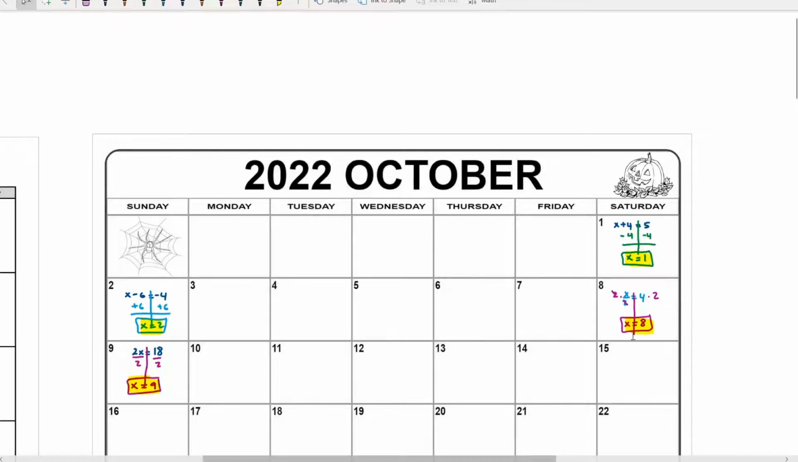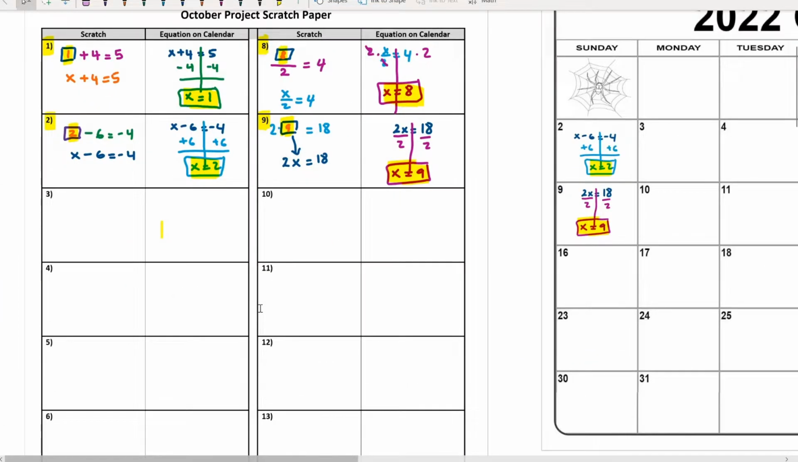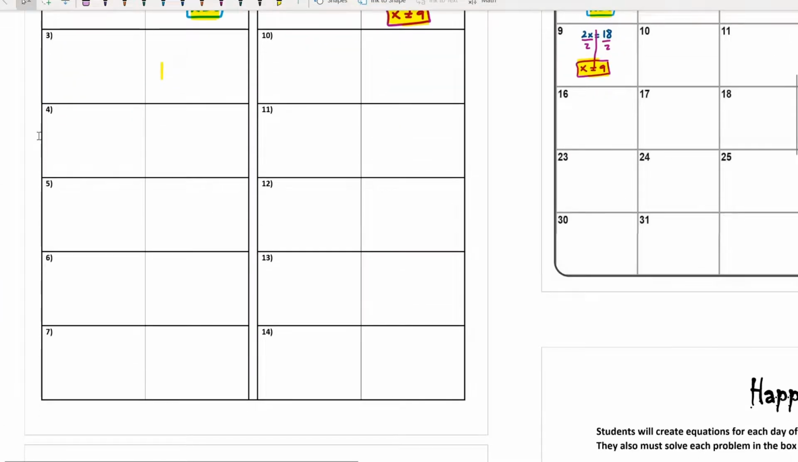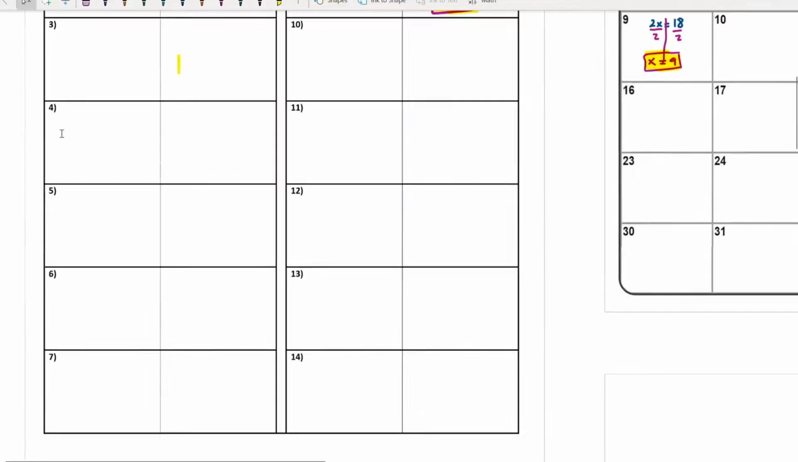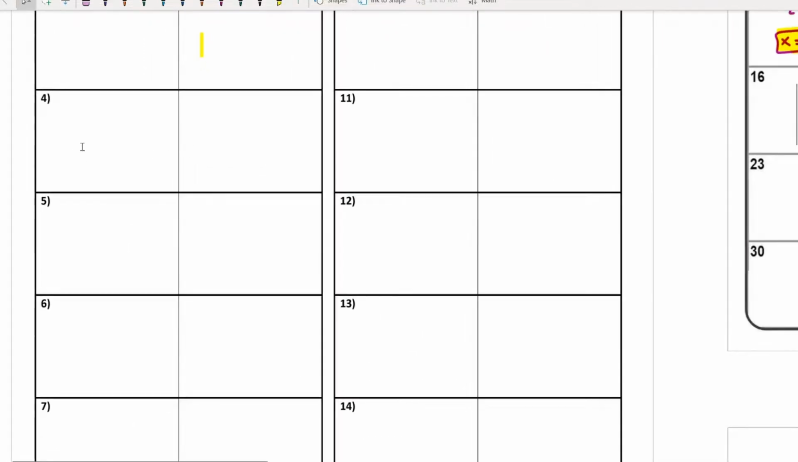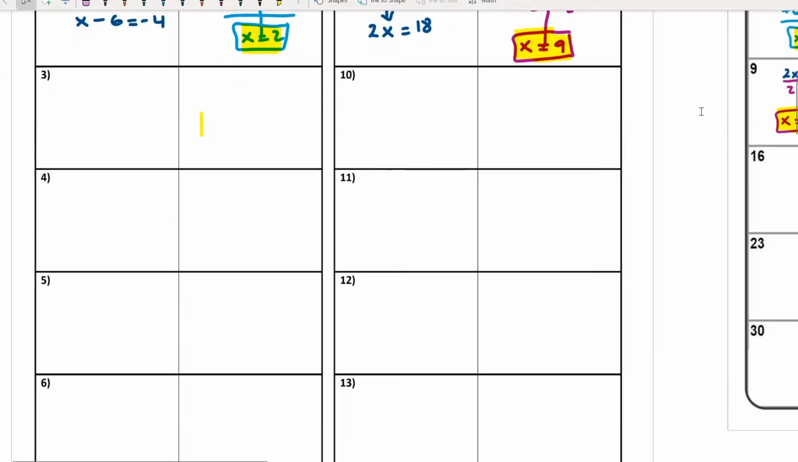Okay, here we go. We do problems 2, 8, and 9. So that's how it looks on the calendar. Now I'm going to walk you through two-step equations. Math 1: 10 problems of one-step equations, and 10 problems of two-step equations. So here's how you do it. Let's see number 3. I'm going to zoom in a little more so you can see it.